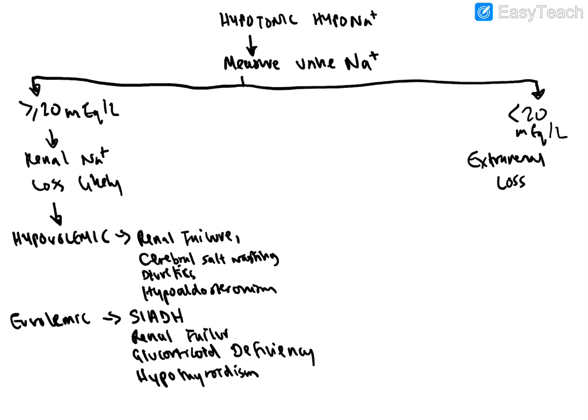Okay, and lastly, with hypervolemia, so if a patient is hypervolemic, you would see hypervolemic, hypotonic hyponatremia in acute or chronic renal failure.